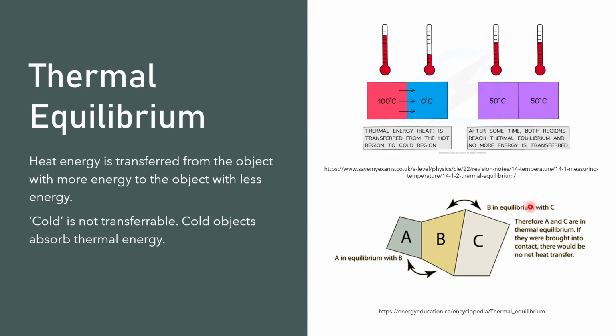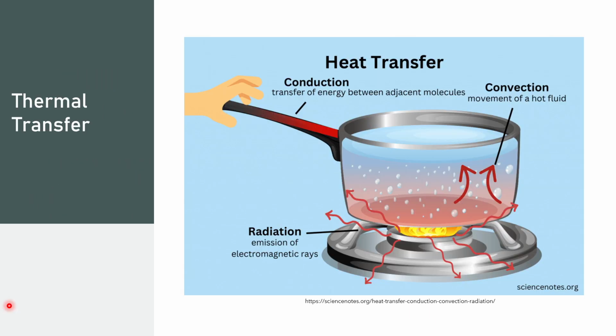An assumption that we could make, assuming that A and C are in equilibrium, is that if we were to bring both of those objects together, there wouldn't be any more heat transfer or temperature changes because they are already, as we said, in thermal equilibrium. But how can objects get to thermal equilibrium? Well, that is through methods of thermal transfer. That can either be through conduction, convection, or radiation.